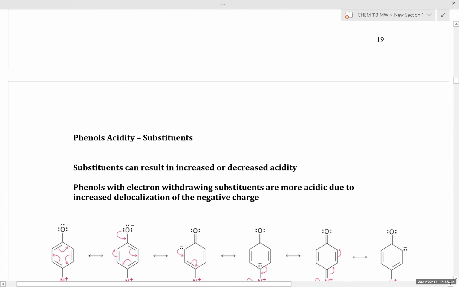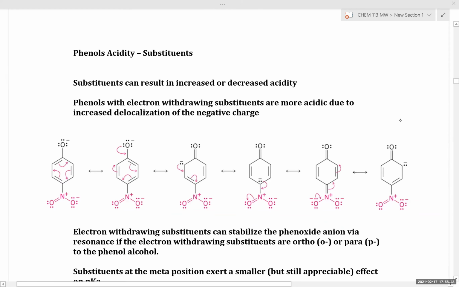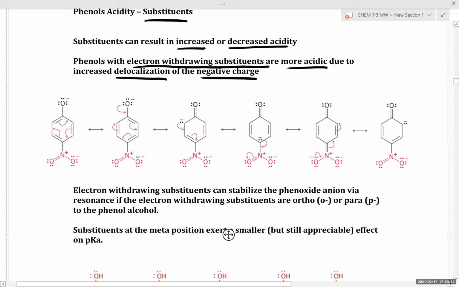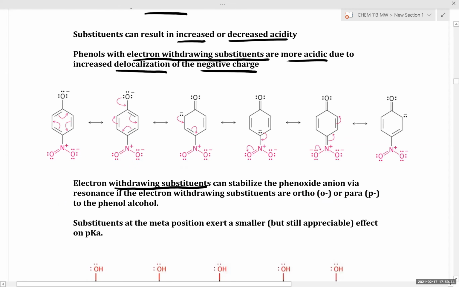Okay, so let's keep going then, and let's talk about substituent effects. Phenol acidity is heavily dependent on substituent effects, and substituents can result in increased or decreased acidity for that matter. Phenols with electron withdrawing groups are more acidic, and this is due to delocalization of the negative charge via resonance. So electron withdrawing substituents can effectively stabilize the phenoxide anion via resonance if they are at the ortho and para positions relative to the phenol alcohol.